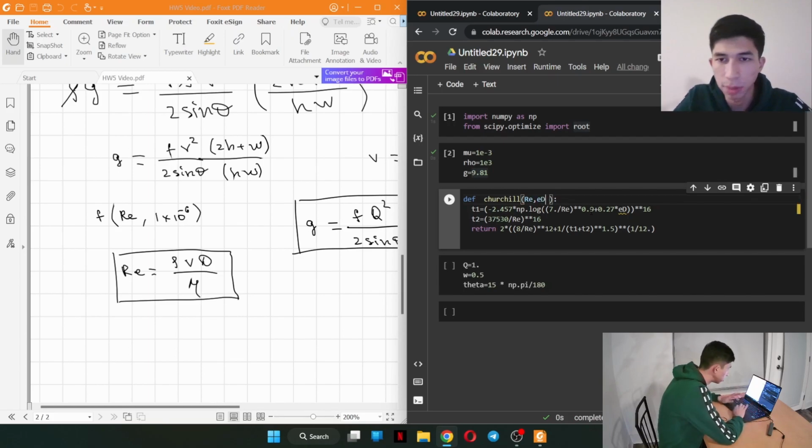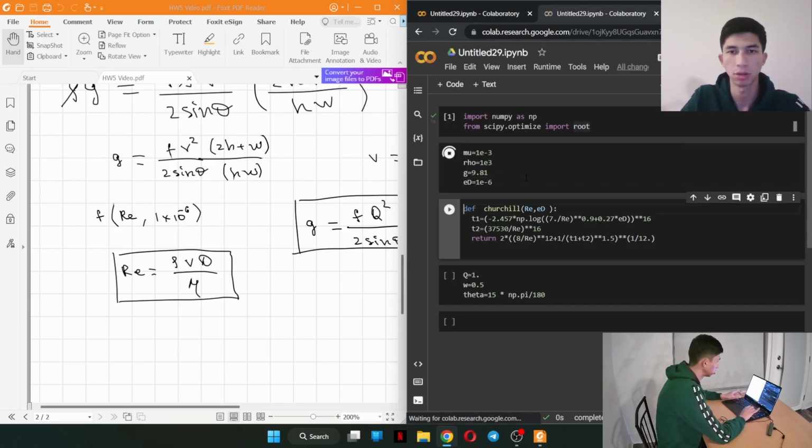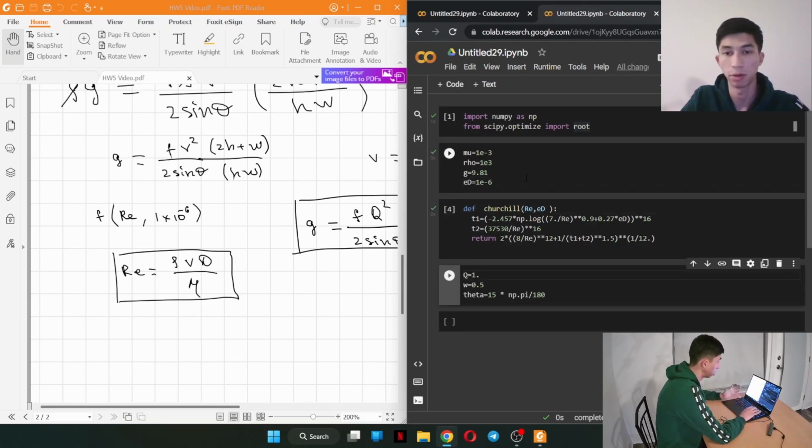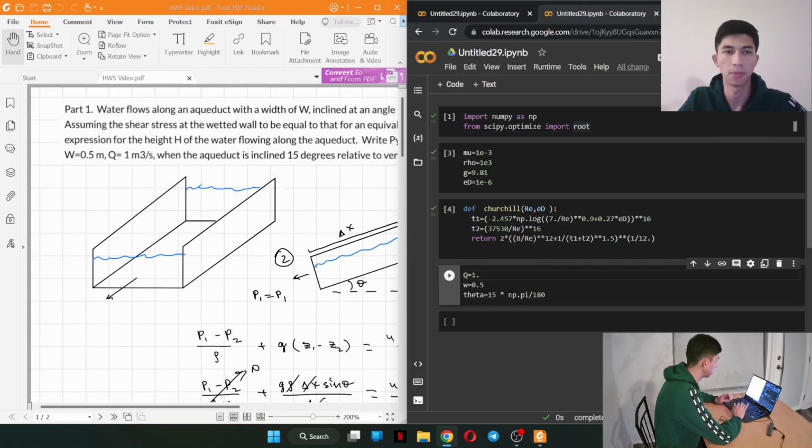Okay, let's make it eg, because that's what we use in our function. So for eg, we can provide it here. It's going to be equal to 1e-6, right? Let's also run it and run our Churchill function. And these are our givens.